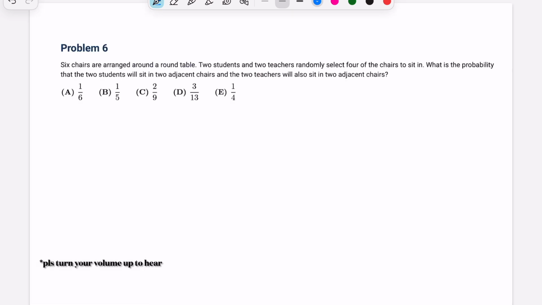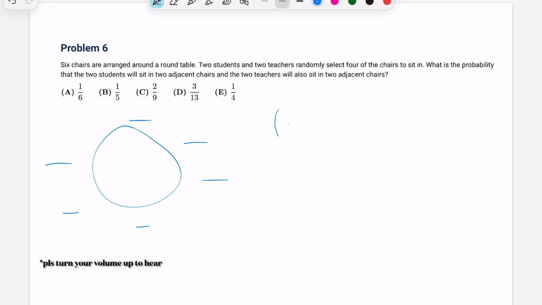Problem 6. 6 chairs are arranged around a round table. 2 students and 2 teachers randomly select 4 of the chairs to sit in. What is the probability that the 2 students will sit in 2 adjacent chairs and the 2 teachers will also sit in 2 adjacent chairs? So we have a round table with 6 chairs. First, let's find the total number of ways that the 4 people can sit down.